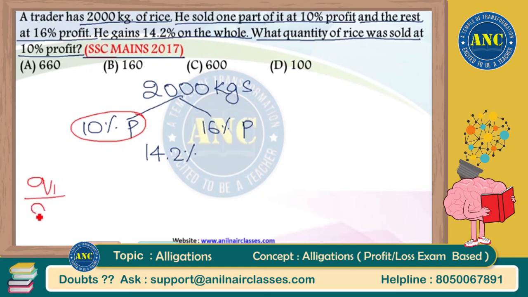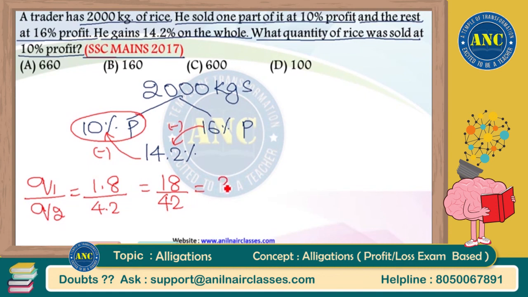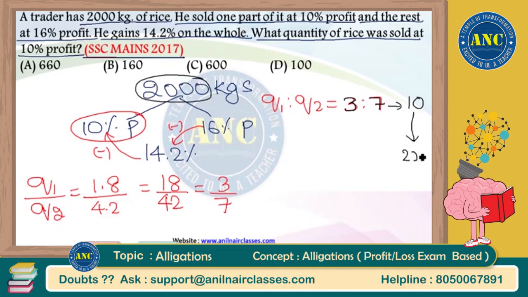Same logic. Q1 by Q2 is nothing but 16 minus 14.2, which is 1.8, divided by 14.2 minus 10, which is 4.2. This is 18 divided by 42. 18 divided by 42 is 6 into 3, 6 into 7. So the two quantities are mixed in the ratio 3:7. According to the ratio, total is 3 units of first quantity and 7 units of second quantity. Total is 3 plus 7, 10. According to the question, total is 2000 kgs. 10 is becoming 2000, multiply by 200.